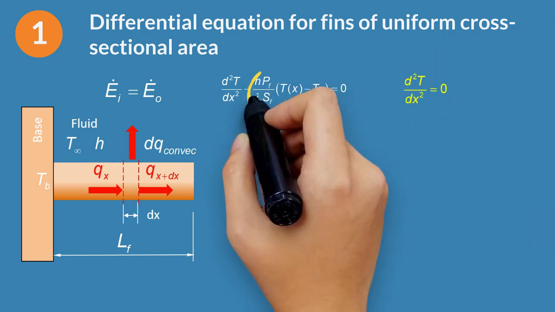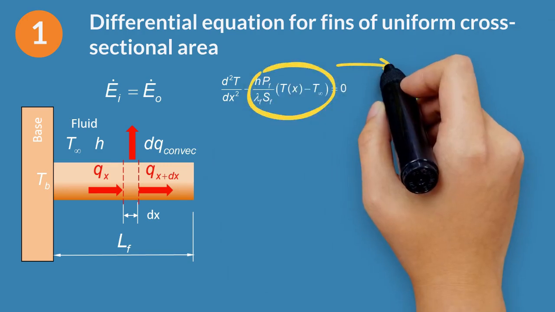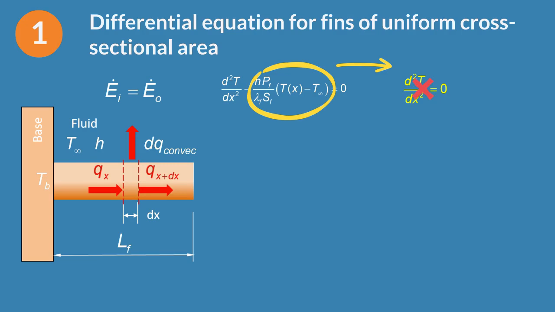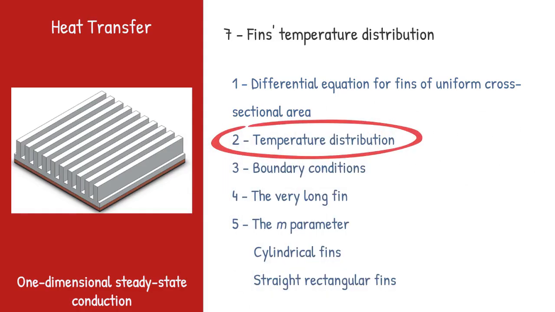Notice that this differential equation is different from the diffusion equation inside a solid, the Laplace equation for one-dimensional steady-state conduction without internal heat generation and constant properties. The procedure to find temperature distributions and heat transfer rates will be the same as the one used for the diffusion equation.